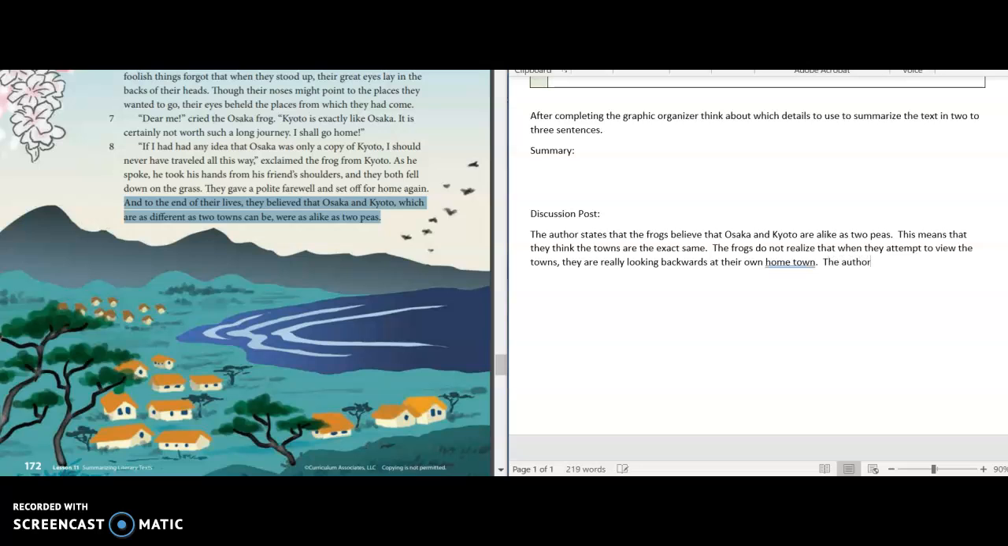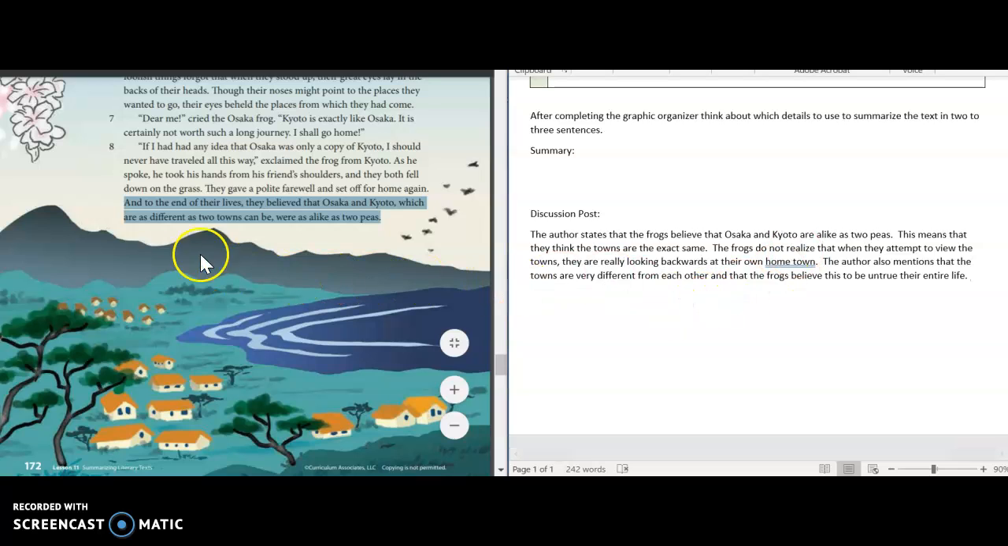The author also mentions that the towns are very different from each other and that the frogs believe this to be untrue their entire life. Your response might be slightly different from mine, but again, just kind of putting into our own words what the author meant here by that post.